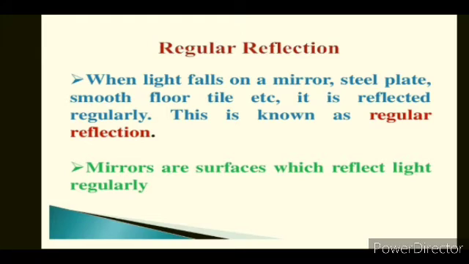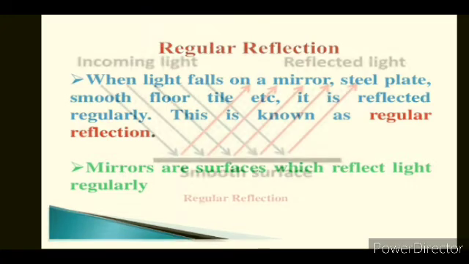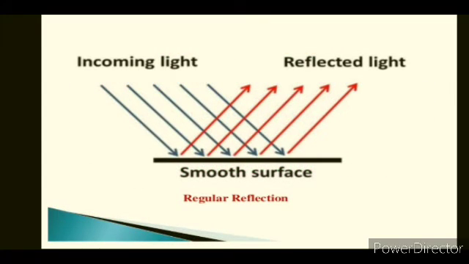It means for regular reflection, we need a smooth surface. So mirrors are the surfaces which reflect regularly. As you see in this diagram, the surface is smooth. That's why all incident rays bounce back in the opposite direction.